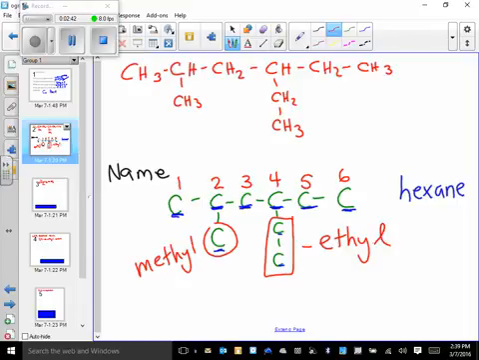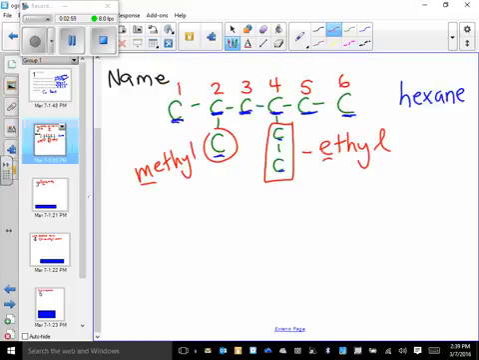We don't have 2 methyls or 3 methyls, so we don't need to worry about prefixes. But we do put these in alphabetical order when we go to name it. So what comes first, ethyl or methyl alphabetically? Ethyl. So this is going to be a place where kids often make mistakes. Ethyl's going to come first. So we're going to name this 4-ethyl. Where did that 4 come from?